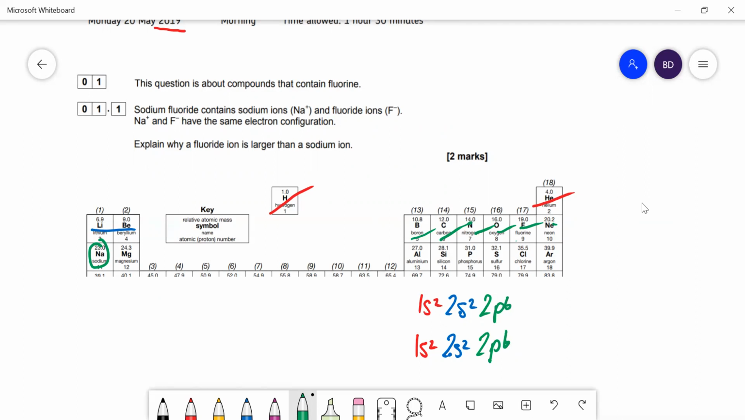Now, why is the fluoride ion larger? Well, they've got the same number of electrons filling the same quantum shells, so we give you 1 mark for that. But if you look at the atomic number, sodium is 11, whereas fluorine is only 9. So fluorine has only got 9 positive protons holding in those electrons. Sodium's got 11. It's got a greater positive charge, so the electrons are held closer, and the ion is smaller.